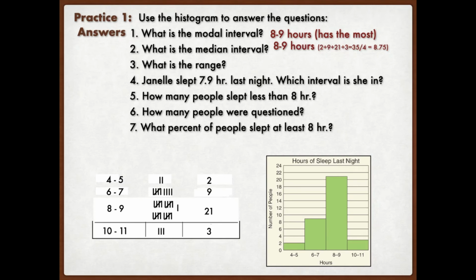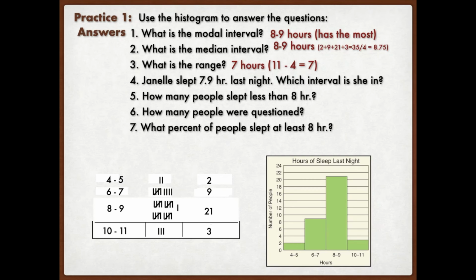Now, what is the median interval? So it's the middle. So I have a total of 4 sections, so I can divide by 4, and that would give me 8.75, and that's going to be the 8 to 9 hour section, and that's how I got that. Okay, what's the range? Did you get 7 hours? Okay, we're taking the top, which is 11, minus the bottom, which is 4, and that gives me 7.